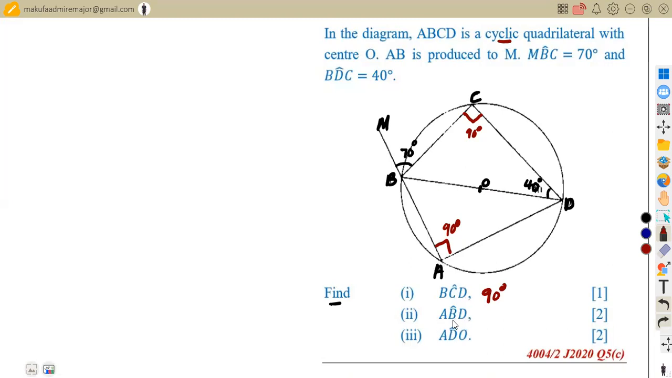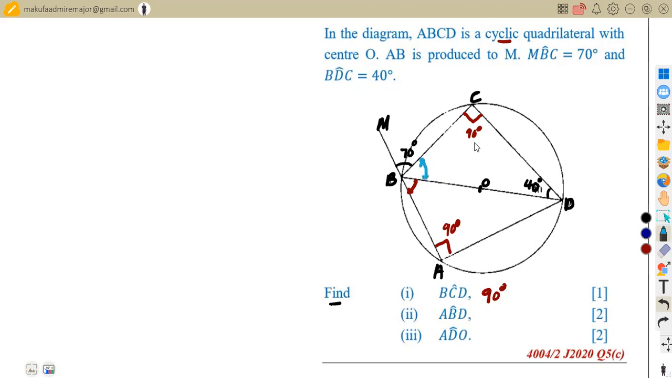Then we've got ABD. ABD, this angle here. All right, what can we do to find this angle ABD? If we consider what we have here, there are actually two options that we can work with. The first option is to find the angle at B. If we want, we can find this angle at B.